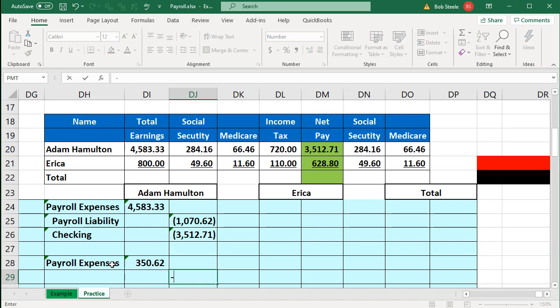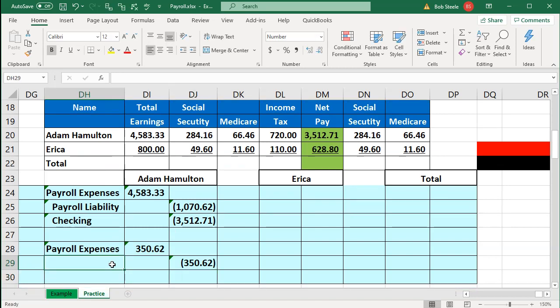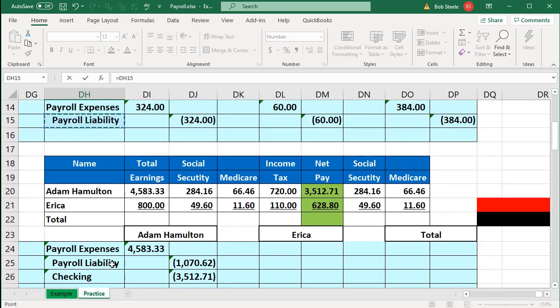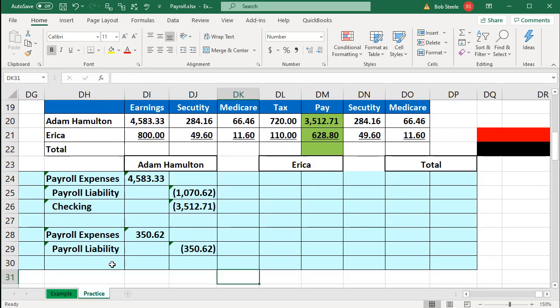Then we're going to have the credit, and the credit, once again, is going to go to the payroll liability account. And there we have it. Okay, and then Erica, same thing. I'm going to keep the accounts. So we're using the same accounts over here, just populating Erica's numbers.